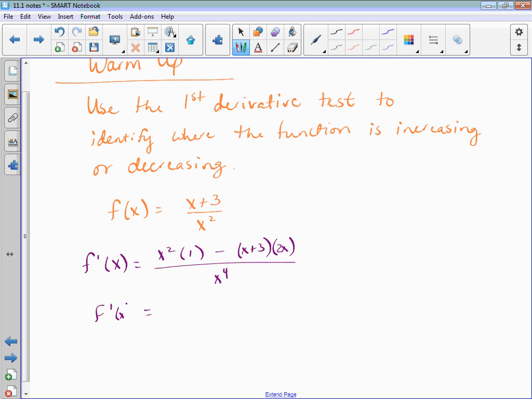Which simplifies to what? X squared minus 2x squared, so negative x squared minus 3. That would be, yeah.